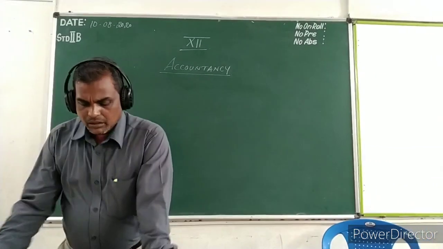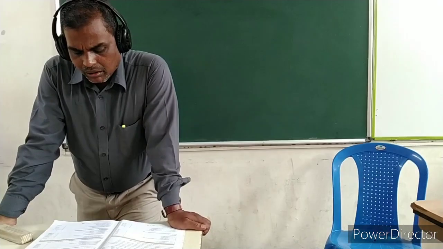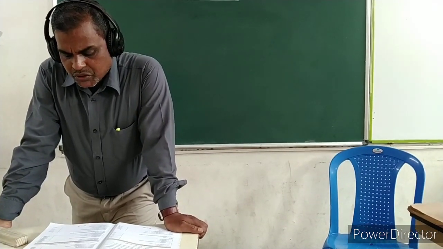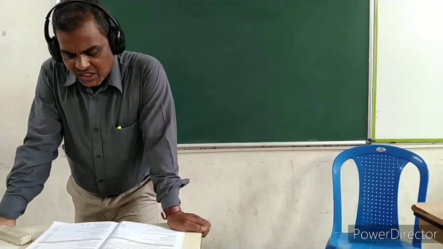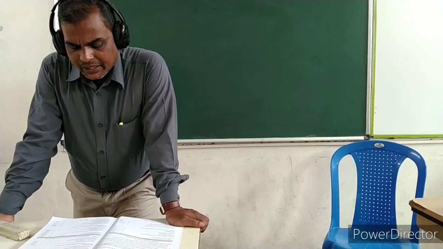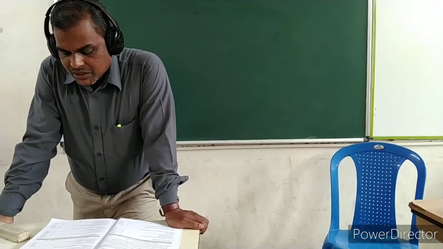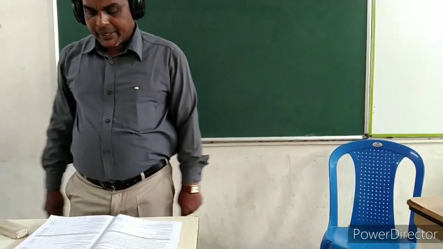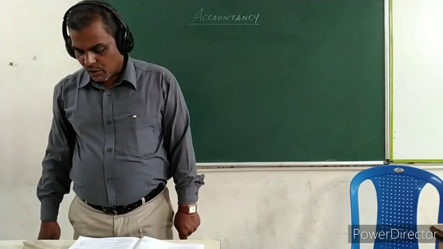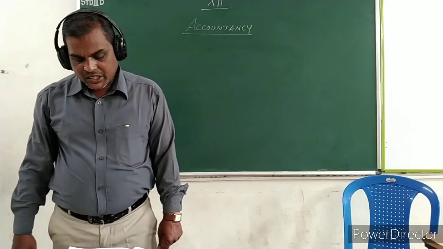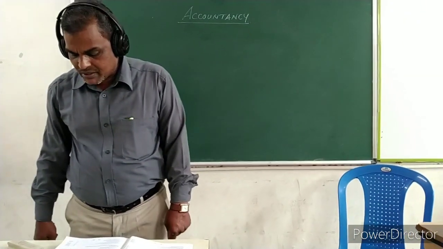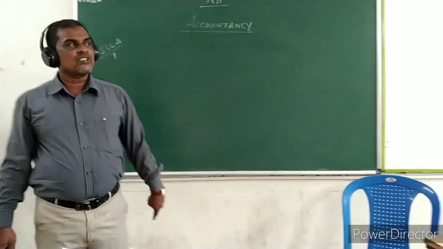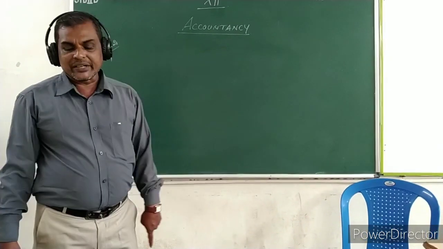Okay, here the opening capital as on 1st April 2018 is rupees 1,60,000. Closing capital as on 31st March 2019 is rupees 1,50,000. Additional capital introduced during the year rupees 25,000 and drawings made during the year rupees 30,000. With the help of 4 details we have to find out statement of profit or loss.